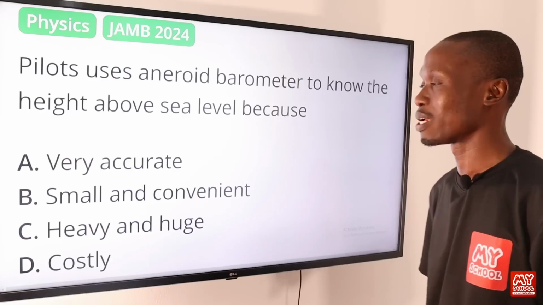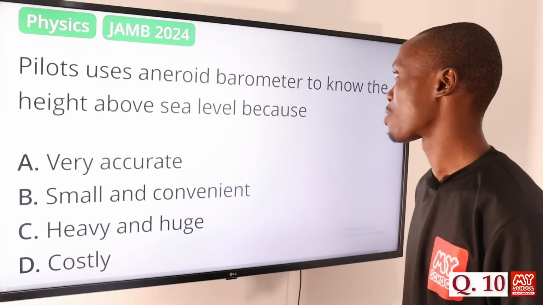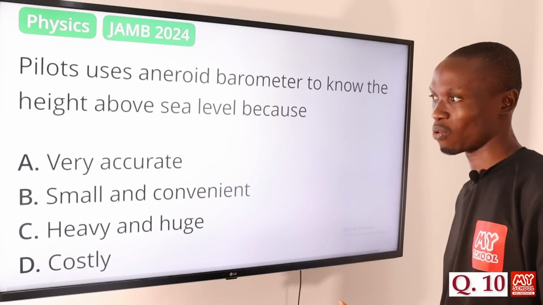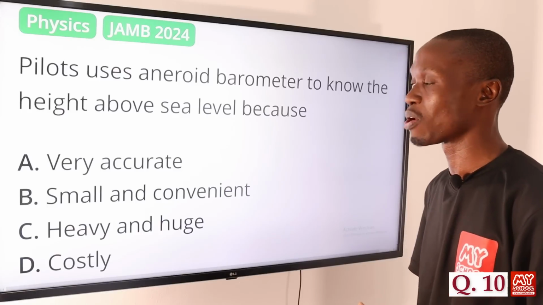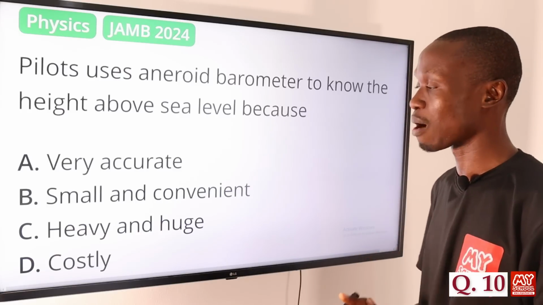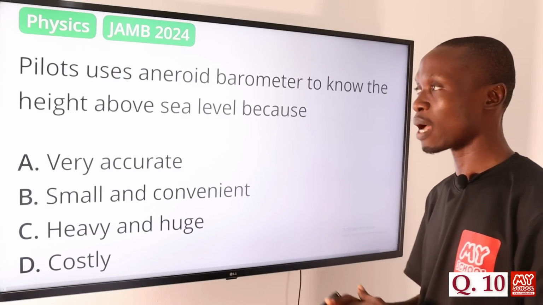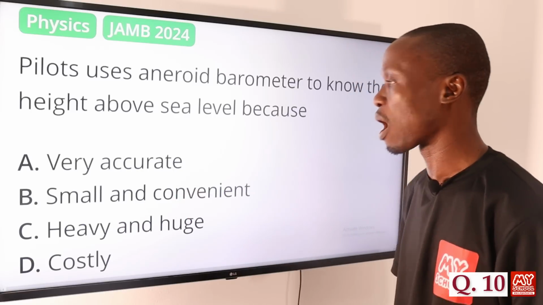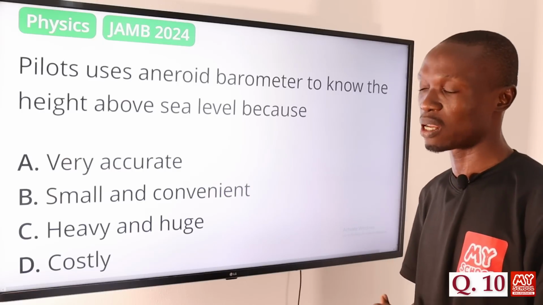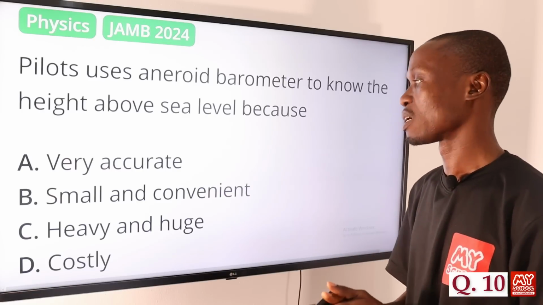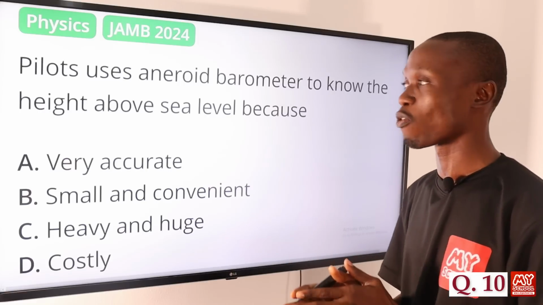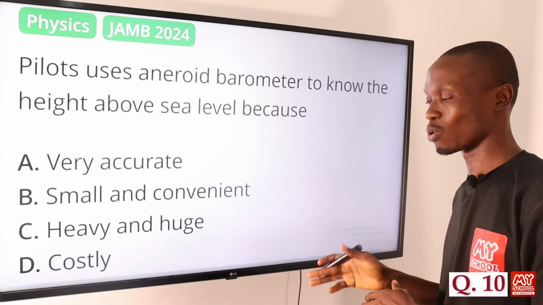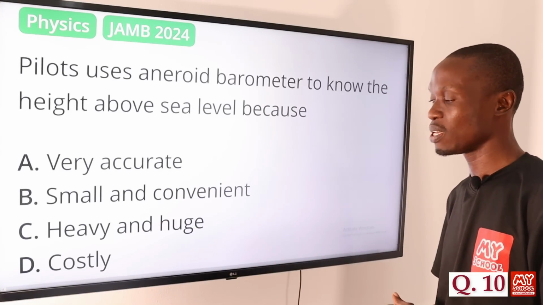Moving on to question 10. Pilots use an analog barometer to know the height above sea level because A, very accurate. The analog barometer can give very accurate measurements of height above sea level, but there are other types of barometer with higher precision. B, small and convenient. The analog barometer is compact and portable, making it suitable for use in aircraft where size and weight are a consideration. While option C, we have heavy and huge.